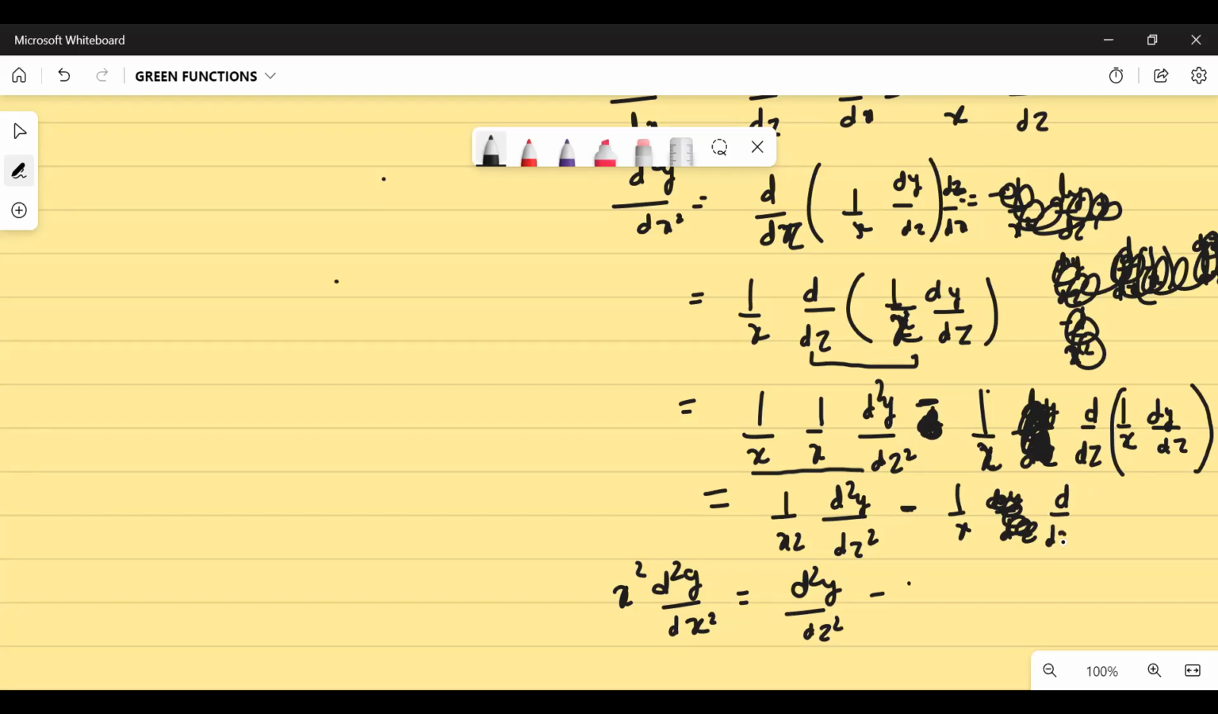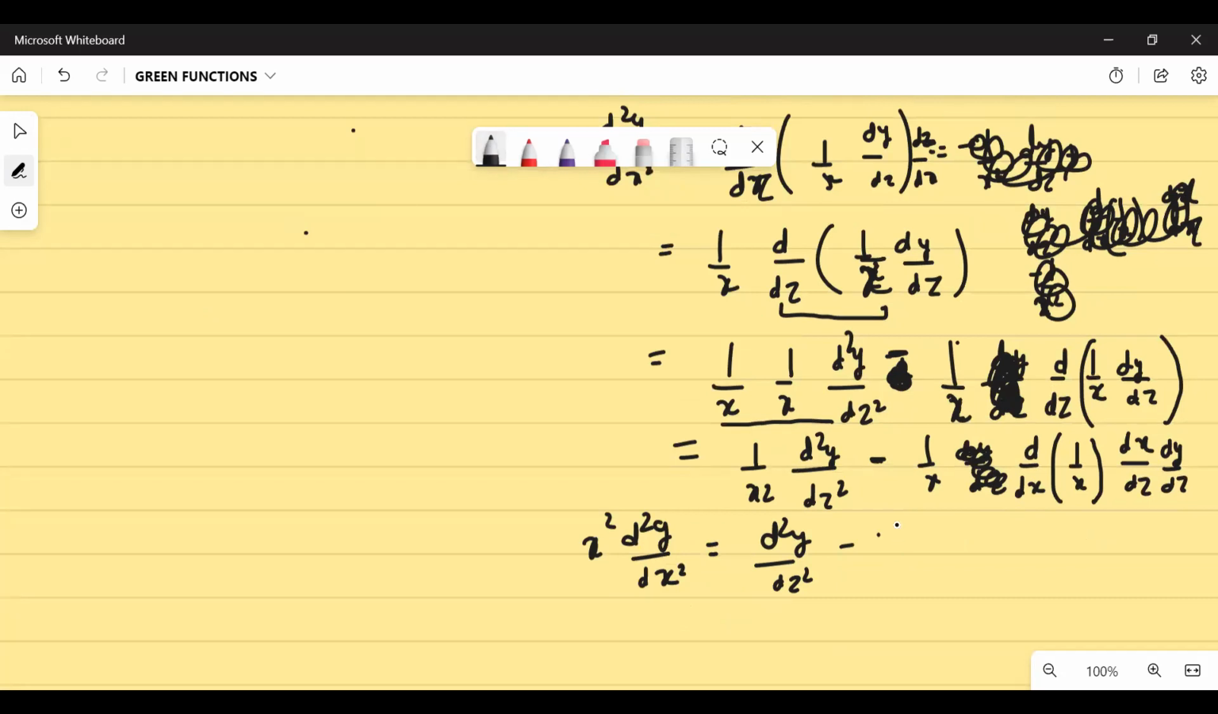This will be d by dx of 1 upon x, and then I have dx by dz, and then I have dy upon dz. Now, if I solve this particular thing, I will get this. I'm solving it here. So I will get 1 upon x. This derivative is minus 1 upon x square. And this is plus here. This is mine. And this will be x, because dz by dx was 1 upon x, so dx by dz would be x. And this would be dy by dz. So one x cancels. So I'll get minus 1 upon x square, and x square goes there. So it will come as dy by dz.